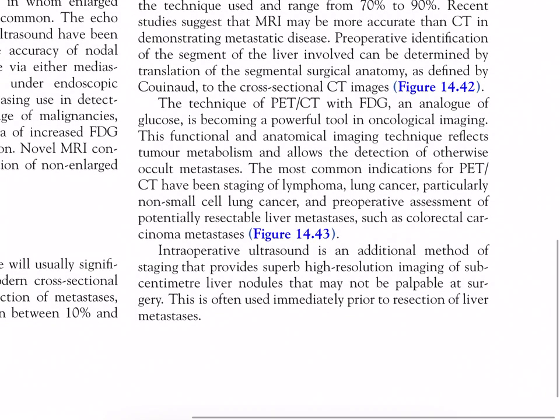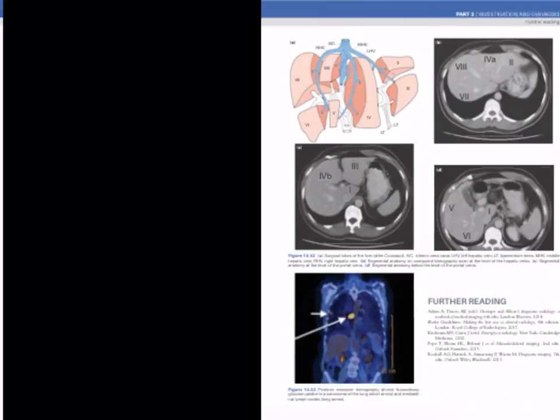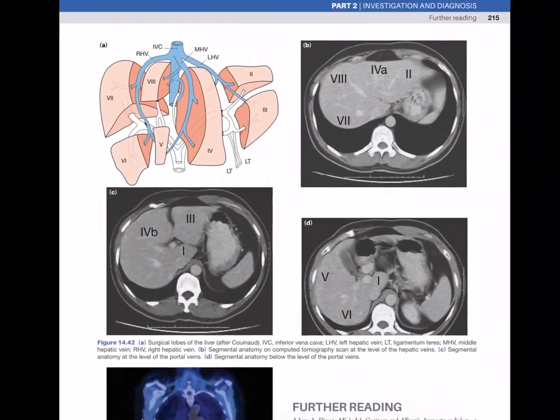Intraoperative ultrasound is an additional method of staging that provides superb high-resolution imaging of sub-centimeter liver nodules that may not be palpable at surgery. This is often used immediately prior to resection of liver metastasis. So these are the images.